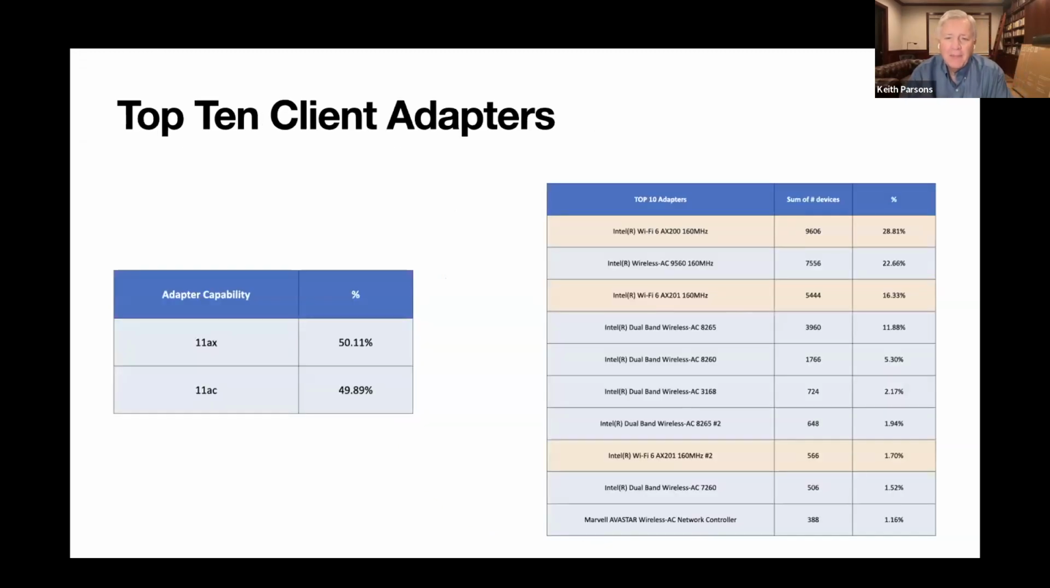So, top 10 client adapters. Sorry, it is a little small. On the left side, you can see it's almost 50-50 AX versus AC, which is a little shocking to me. I would have assumed AC would have been a little lower. And then you can see on the right side the list of the drivers. This also supports that we have a lot of data coming from the Windows users, and so the Windows drivers would be predominant. That's just, yeah, duh. We have lots of them.